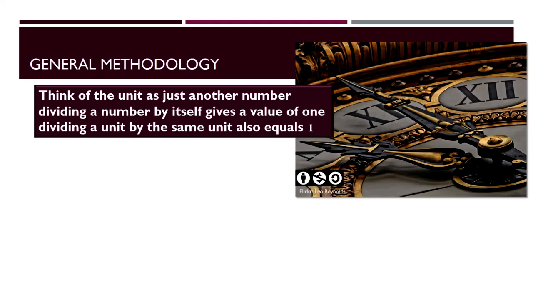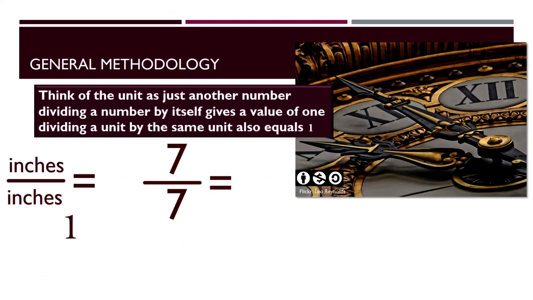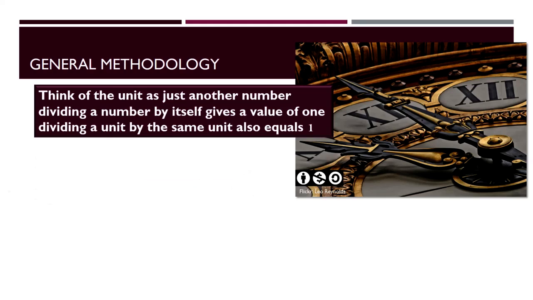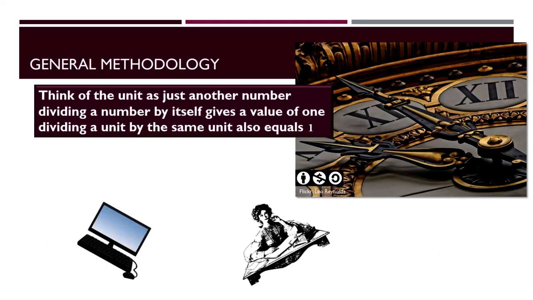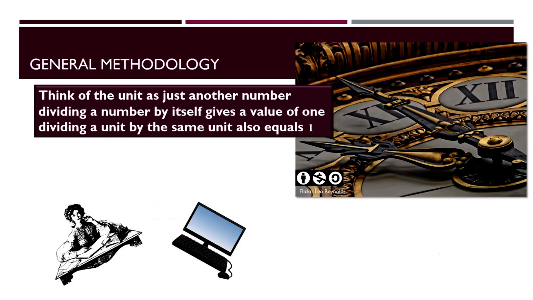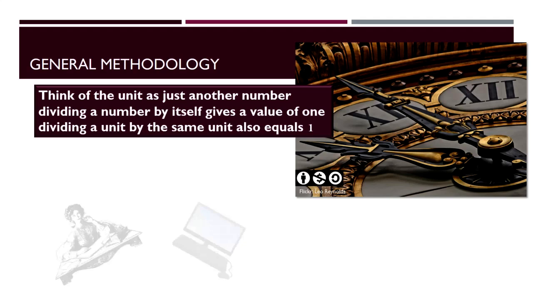Always think of the unit as just another number. To get rid of the unit, you make sure that that same unit is on both the top and bottom of a fraction. Inches divided by inches equals 1 the same way that 7 divided by 7 equals 1. To do this math, we need to know where to find equalities that can help us move toward the unit that we want and away from the unit that we don't.